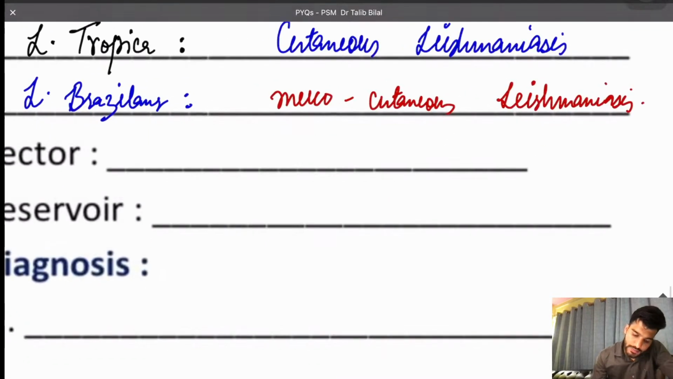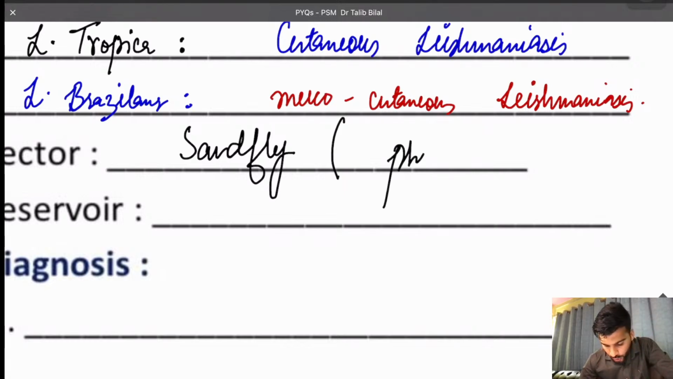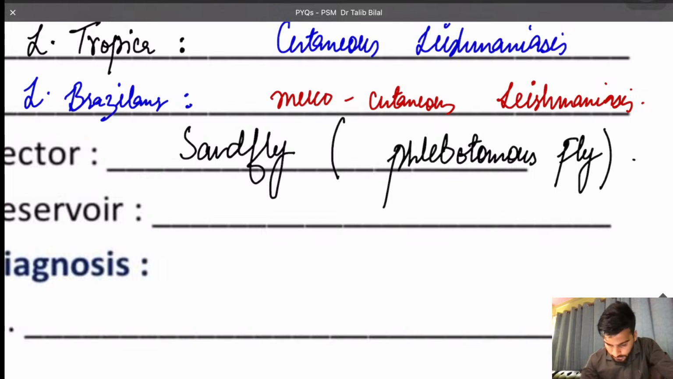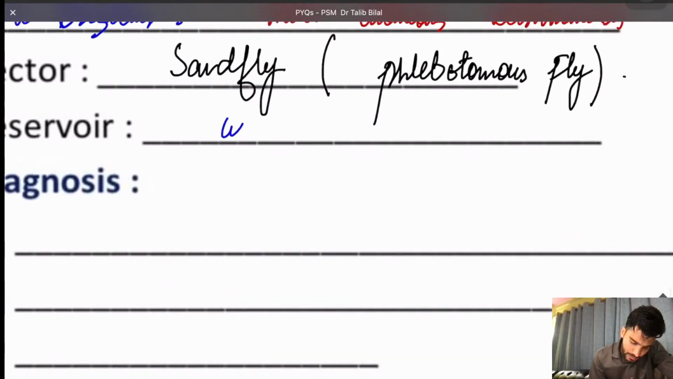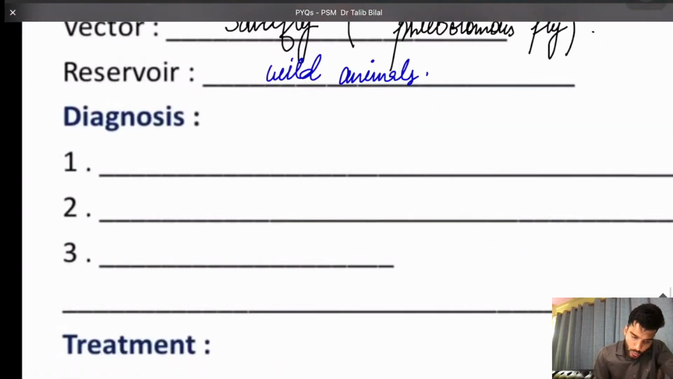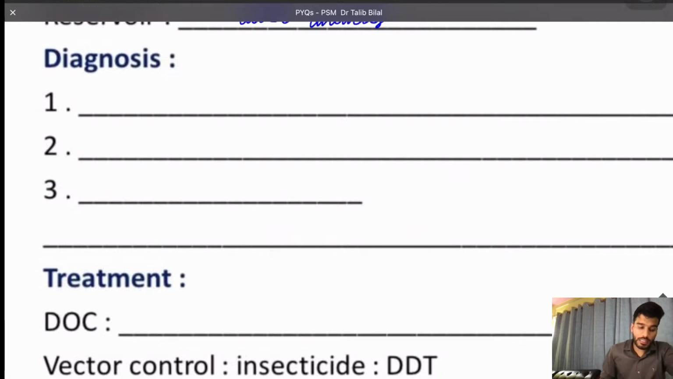What is the vector, guys? That was the question asked. The vector is the sandfly, also called the phlebotomus fly. Okay, reservoir. What are the reservoirs, guys? Wild animals. Now, diagnosis of leishmaniasis.